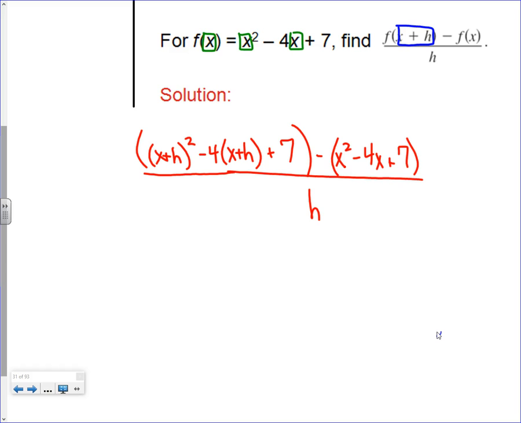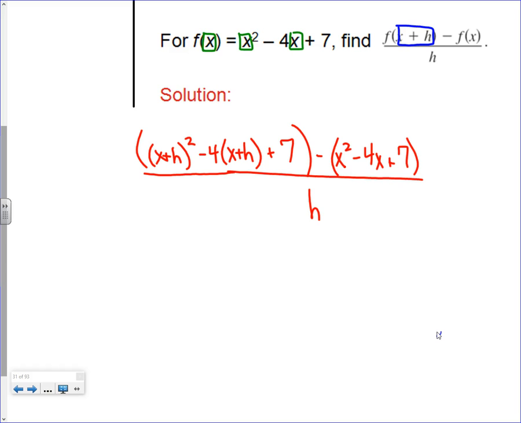Uh-oh, don't kill a puppy. What are you going to do? You're going to FOIL. Is it okay if I go quick to 2hx plus h squared? X plus h times x plus h. First, outer, inner, last. Simplify the like terms. Don't kill a seal. What do I have to do with the 4 and the negative? Distribute. You guys know what I'm referring to when I say don't kill a puppy or a seal? Okay. Another common problem is not getting that 4, well, especially that negative, into both. So it's going to be minus 4x minus 4h plus 7.